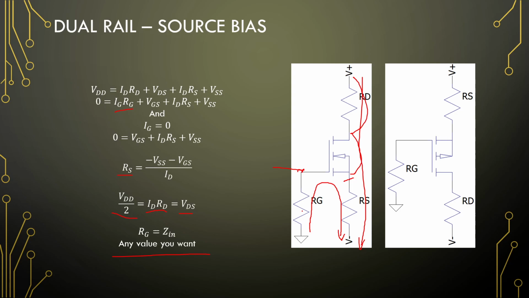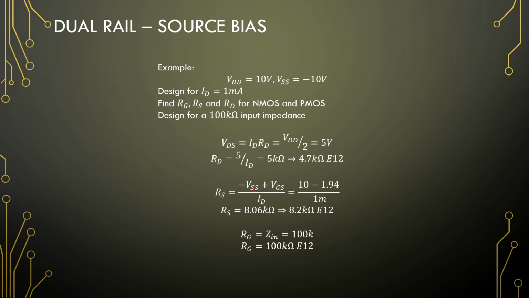So the dual rail gives you absolute freedom for your biasing, your input impedance, and your output swing. Right, so let's look at an example. Designing with plus minus 10 volt rails and designing for 100 kilo ohm input impedance. Let's start with VDS is ID, RD is VDD over 2, which is 5 volts. That will give us a 4.7 kilo ohm resistor. We go with a standard.